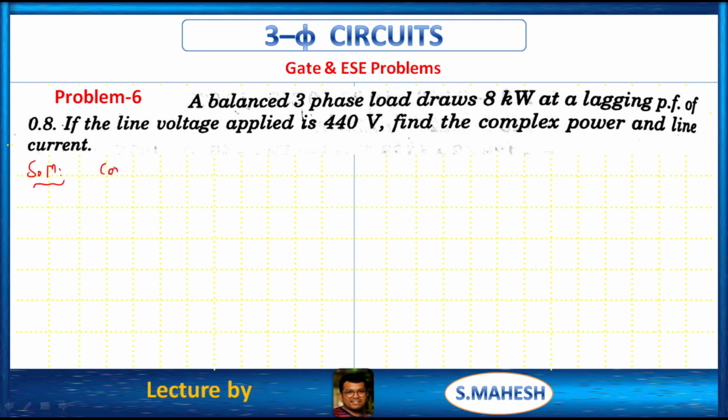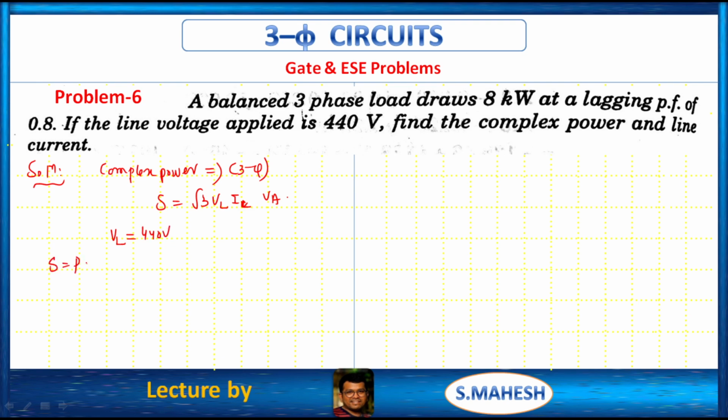We all know that complex power for a 3-phase load is equal to root 3 VL IL volt-amperes, right? So given that VL is 440 volts.